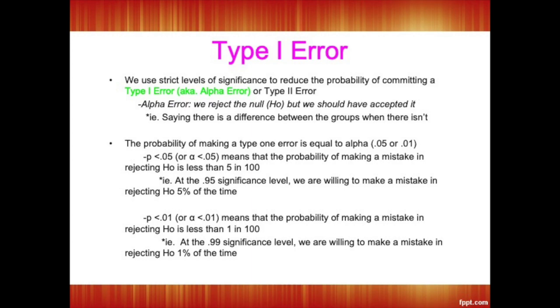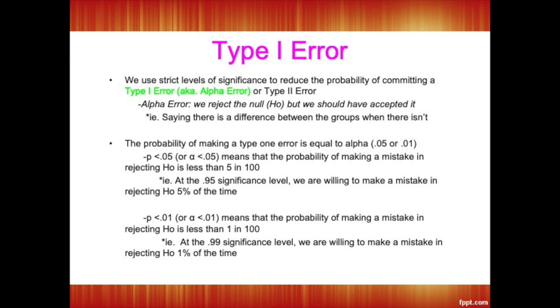So type 1 error is what we're going to talk about now, and that's pretty heavy on the exams, well, the final exam and the quiz. So you want to make sure you understand this very important statistics concept. So we use strict levels of significance to reduce the probability of committing what we call a type 1 error, which is also known as an alpha error. There is another type of error called type 2 error or beta error, but we're not going to talk about that today. I'll save that for another day.